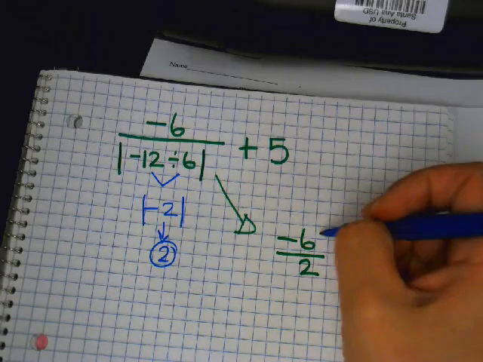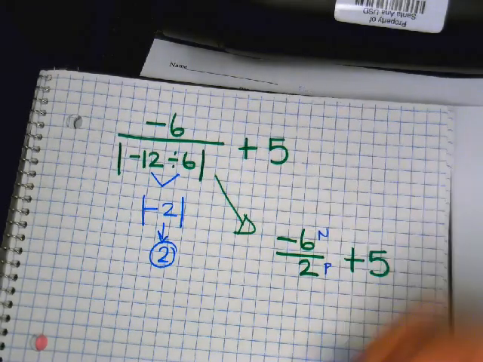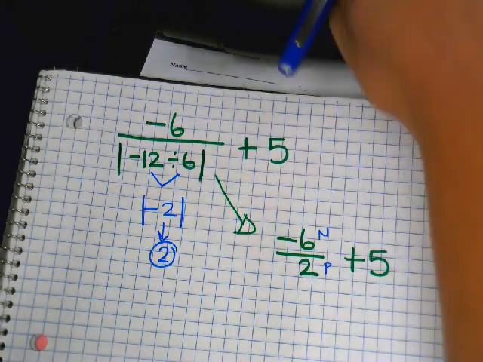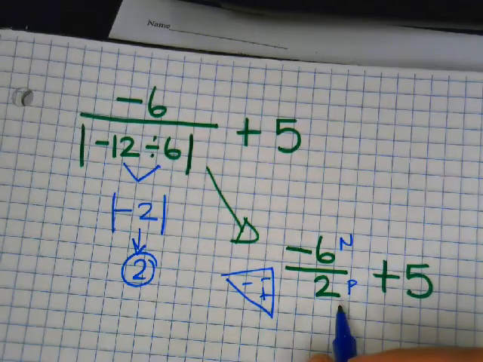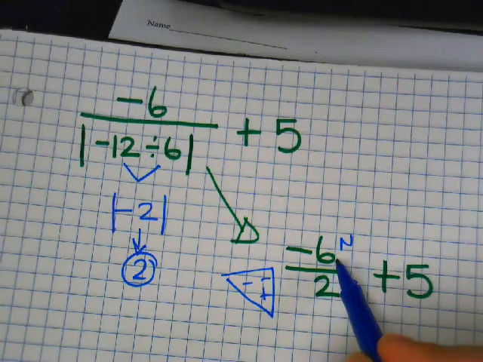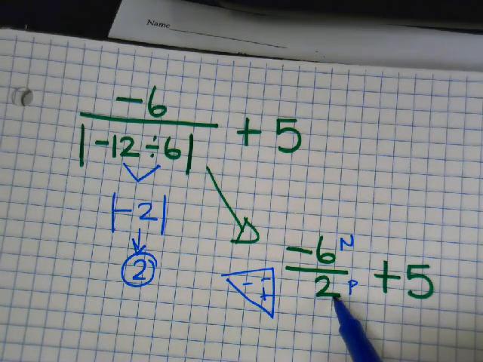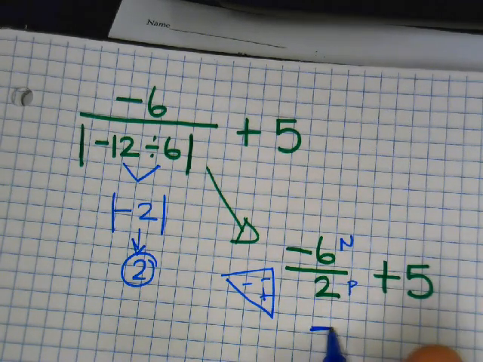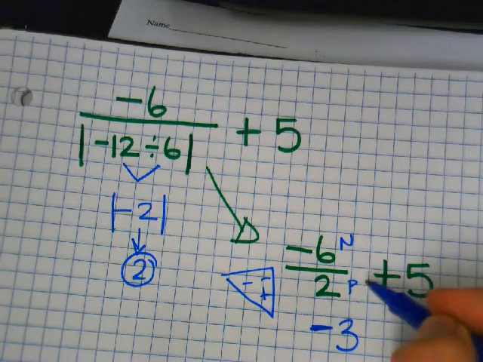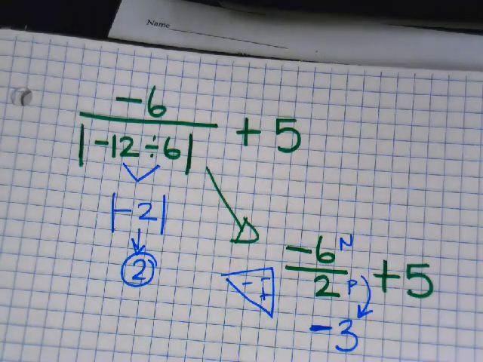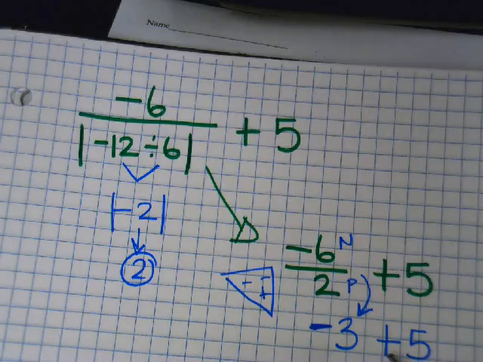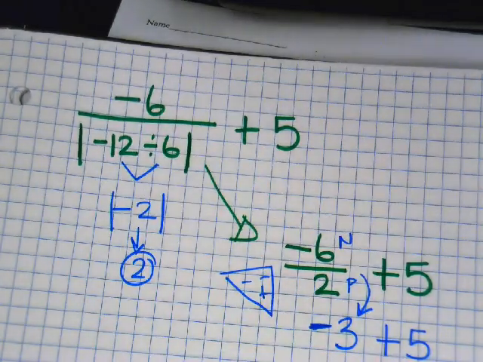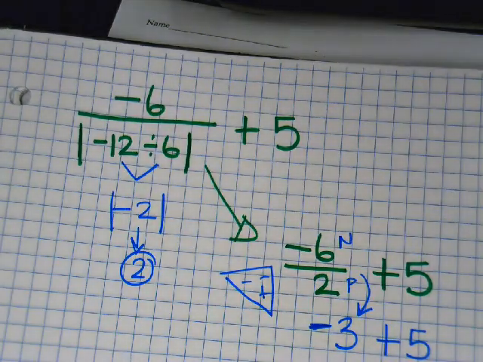So what's a negative divided by a positive? Negative. Negative 4. So what's -6 divided by 2? Negative 3. This gives you -3. You write it down so we have it correctly. The negative 3 plus 5. Positive 2. Write it down.